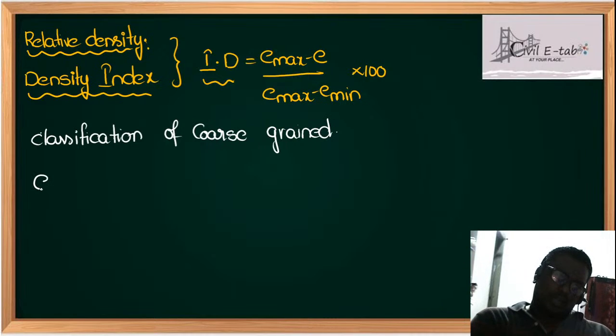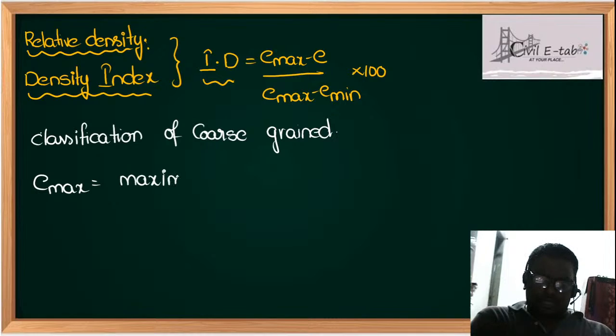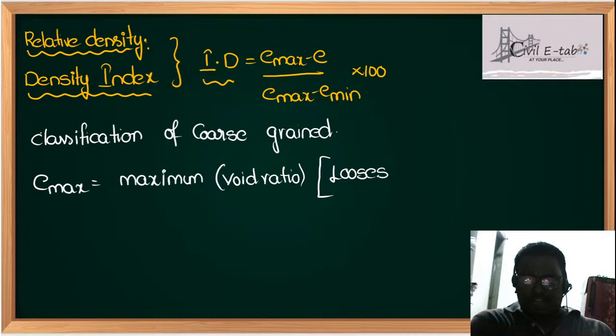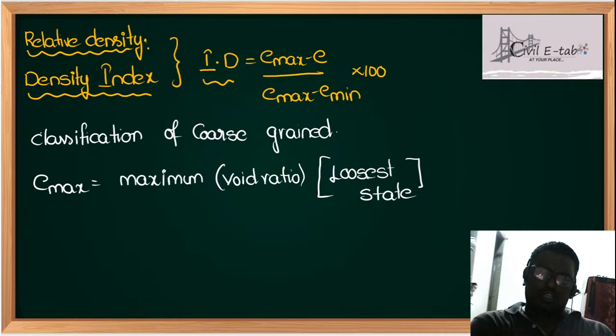Now you'll ask me, what is Emax? Emax is known as maximum void ratio. When do you say that void ratio is maximum? If the void ratio is maximum, that state is called the loosest state. So if anyone asks you what is Emax, you can write it as void ratio in loosest state or maximum void ratio. That you have to remember, students. Why? Because in the loosest state, voids will be more, hence it will be maximum.